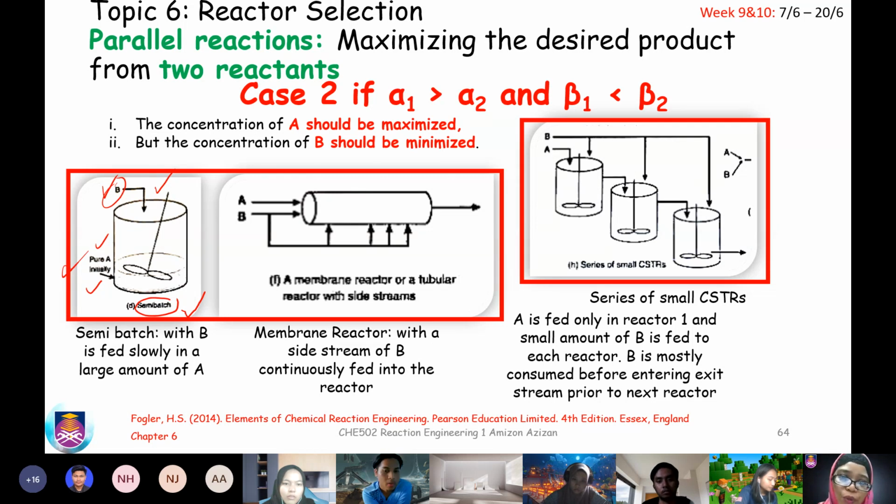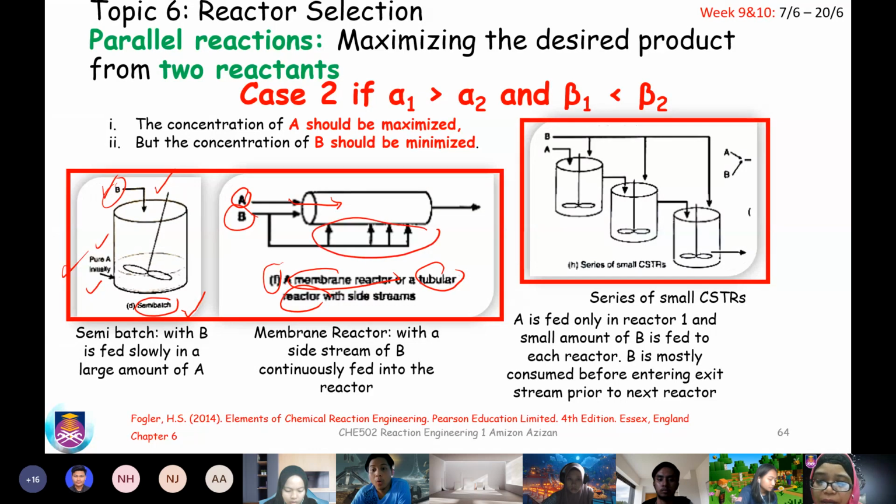And the B is assumed to be not pure, yeah? In this case, we ensure relatively that the concentration of A is high, all right? The second proposal, if we choose a tubular reactor having the membrane, to ensure that the A is high, you feed in the inlet stream with the A, but the B is fed as side streams, yeah? The B is fed as side streams to the tubular reactor, all right? So it's again going to ensure that the A is high in comparison to the B.